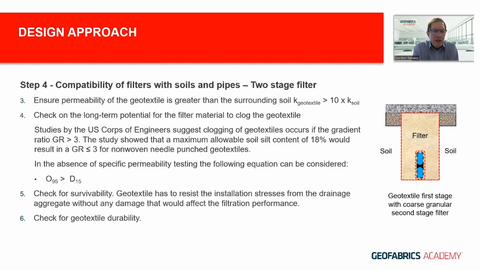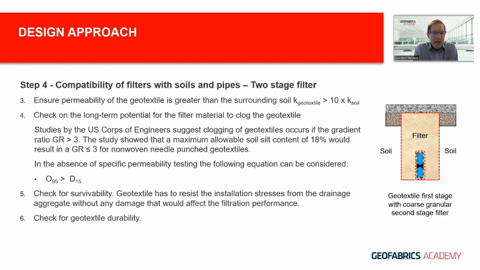Secondly, we need to ensure that the permeability of the geotextile is greater than that of the surrounding soil using that formula. So it has to be 10 times that of the surrounding soil. Thirdly, we need to look at clogging of the geotextile. Studies by the US Corps of Engineers suggest that clogging normally occurs if the gradient ratio is greater than 3. So the gradient ratio is a measure of head loss at various points through the soil and fabric system.